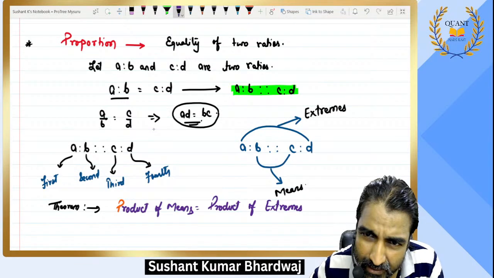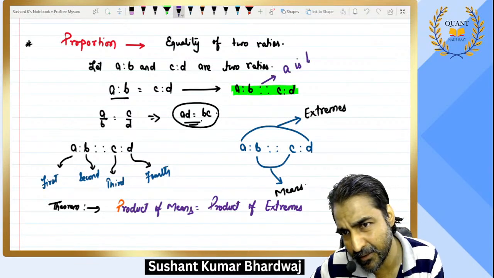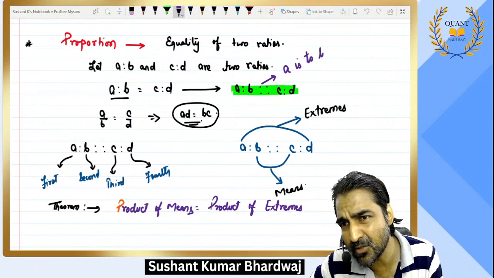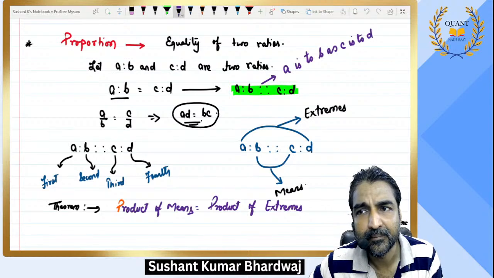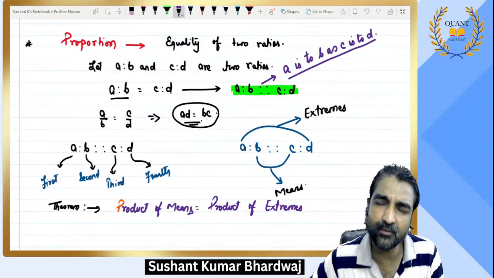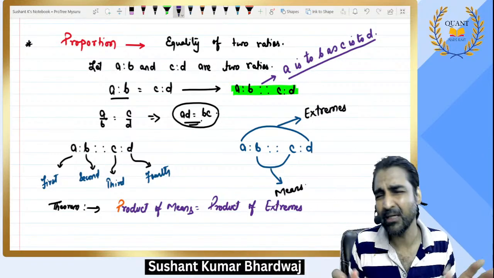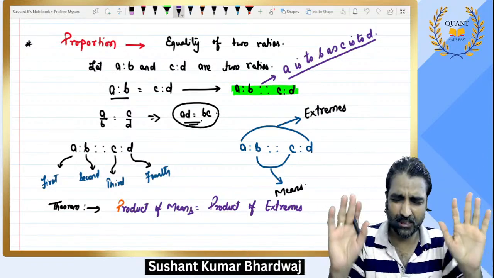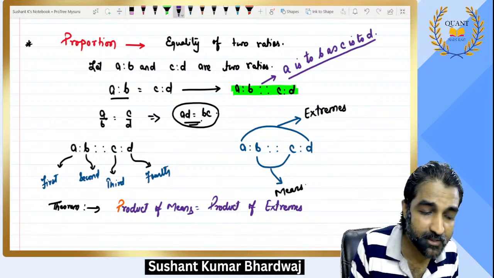A is to B as C is to D. Mathematically, we read it as A is to B as C is to D. But don't worry, you can also say A raised to B is proportional to C raised to D. Any issues? No? Okay, let's proceed further.